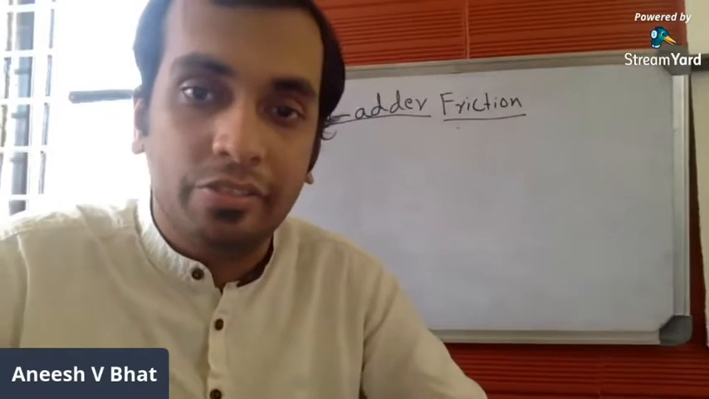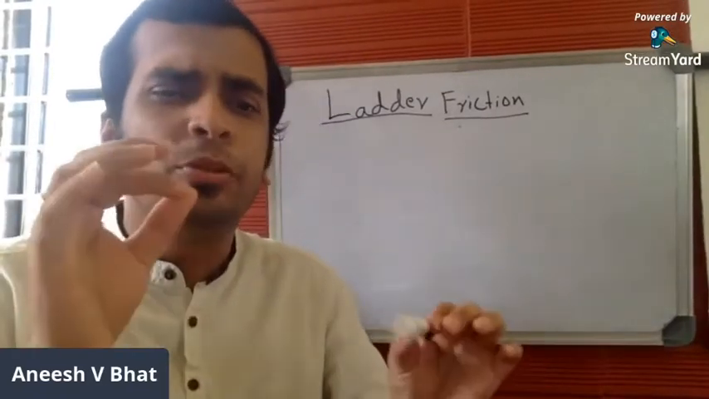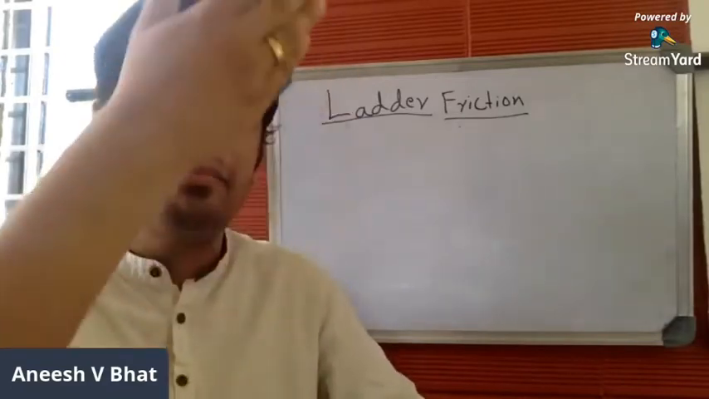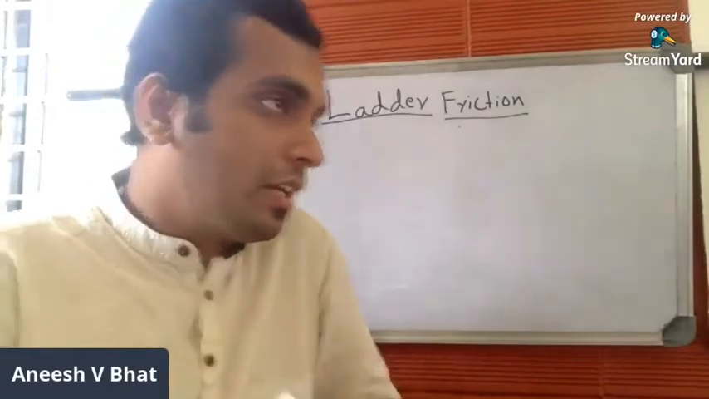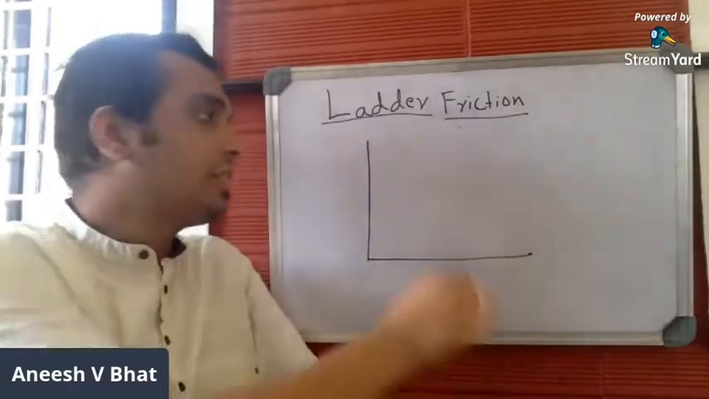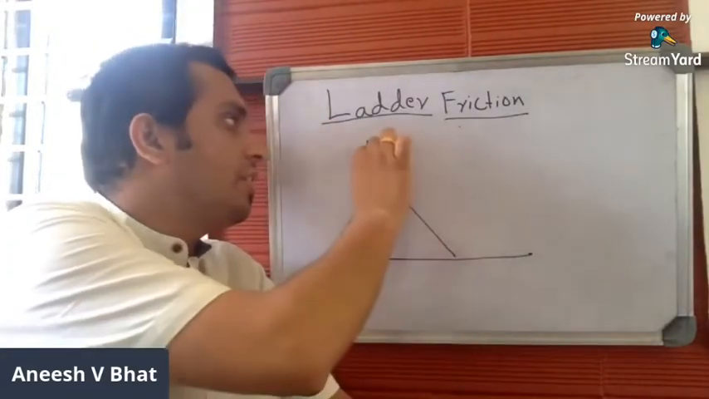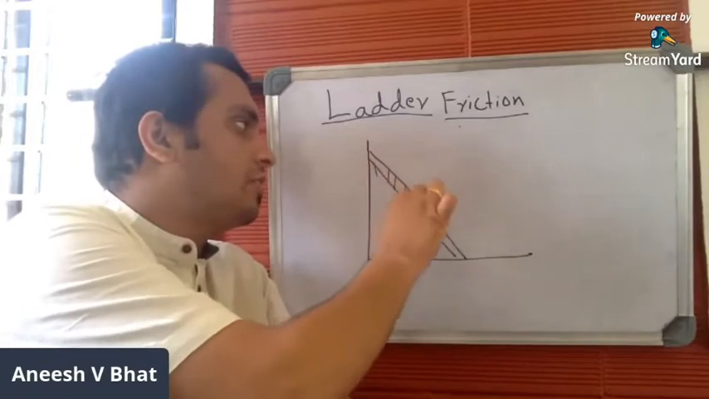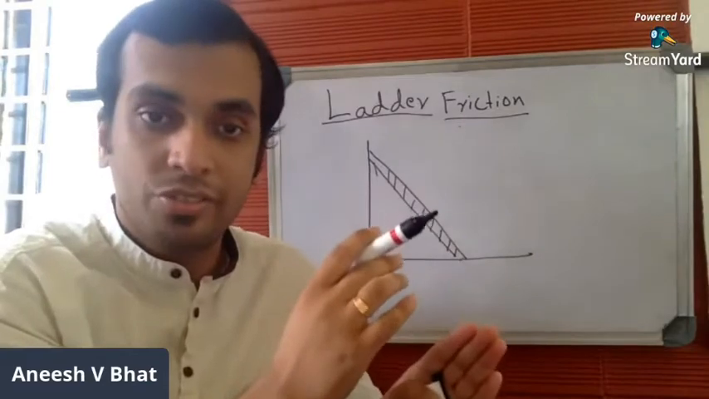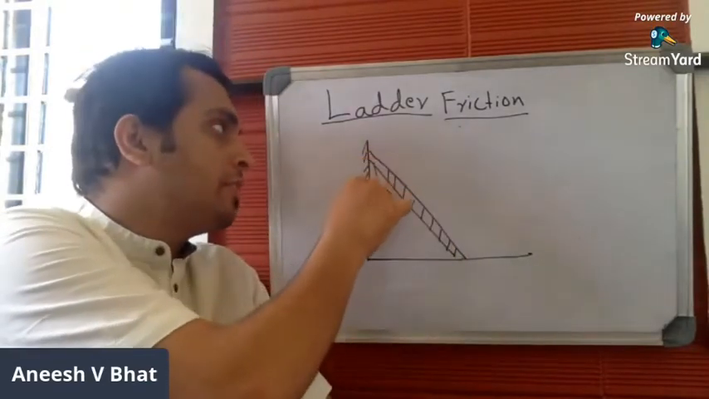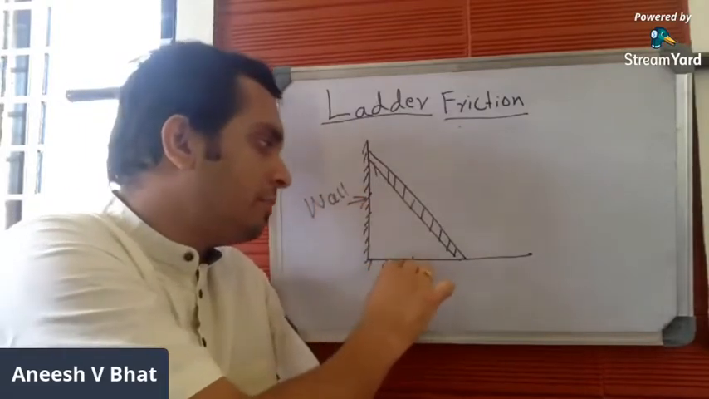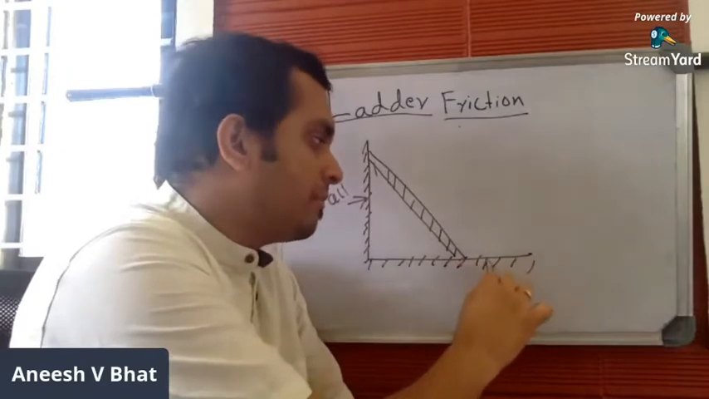Let us try to understand what ladder friction is. I hope you are aware what a ladder is. A ladder is technically a device which is used to either climb up or down. If a ladder is kept under usage, it will always have two contact points. If I consider this as a cross section of a ladder, the ladder will be in contact with two surfaces. One of the surfaces will be the vertical surface, usually a wall, and the other one will be the horizontal surface, usually the floor.